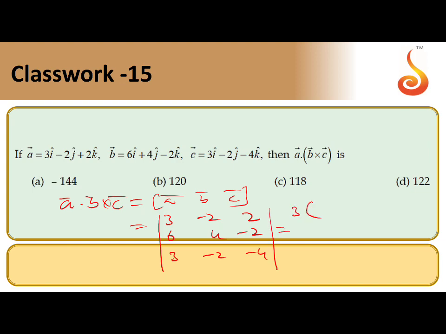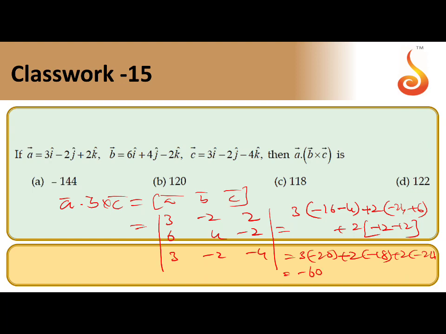So 3 into minus 16 minus 4, minus 16 minus 4. So minus plus 2 into minus 24 plus 6, plus 2 into minus 12 minus 12. I hope this is clear. You can simplify this one. So 3 into minus 20, 2 into minus 18, plus 2 into minus 24.